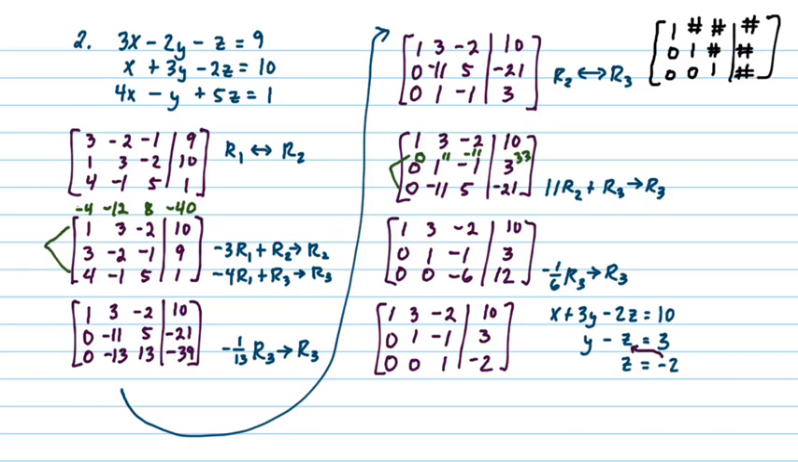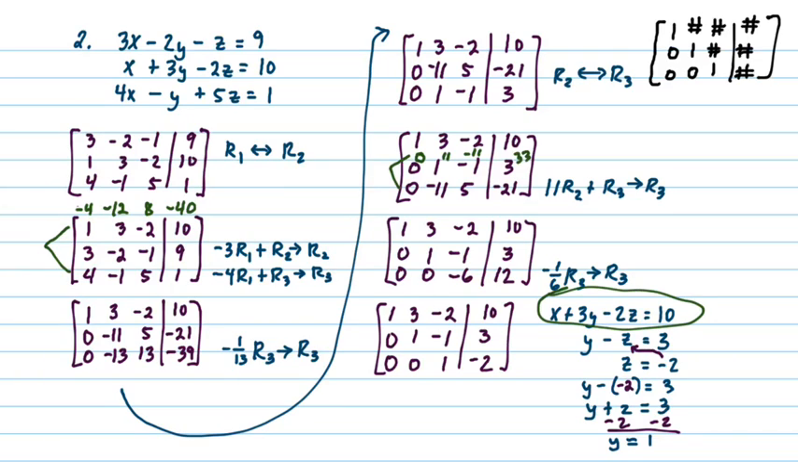We can substitute for z first. So we're going to have y minus negative 2 is equal to 3, or y plus 2 equals 3. And subtract 2 on each side. We're going to get y is equal to 1. All right, so we know z, we know y. So now we ought to be able to solve for x.